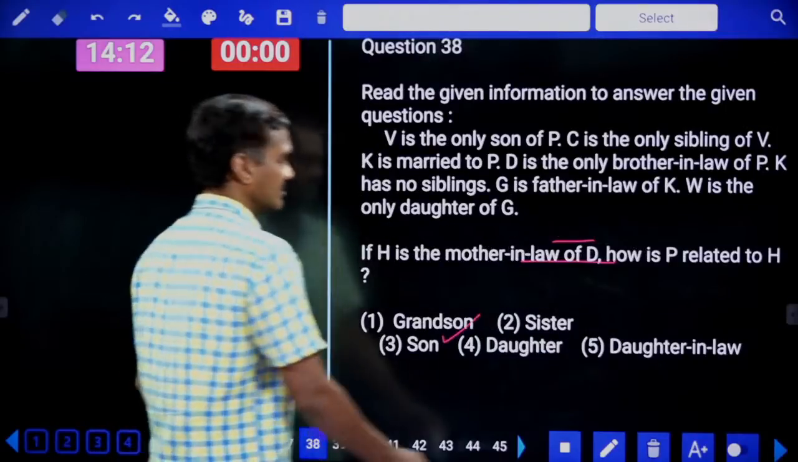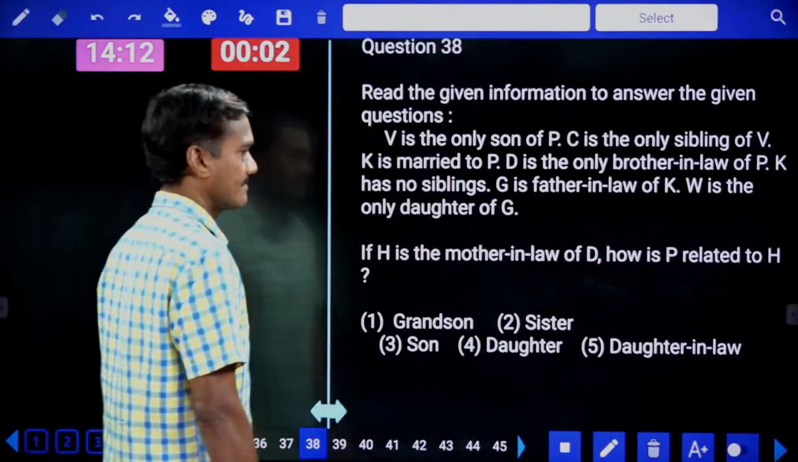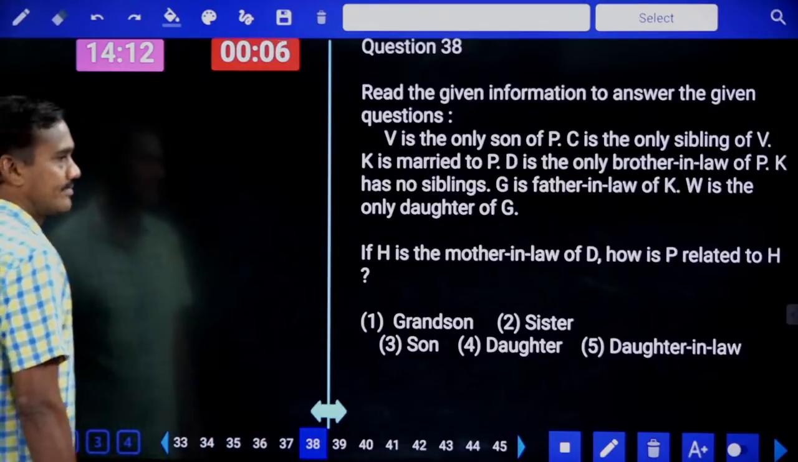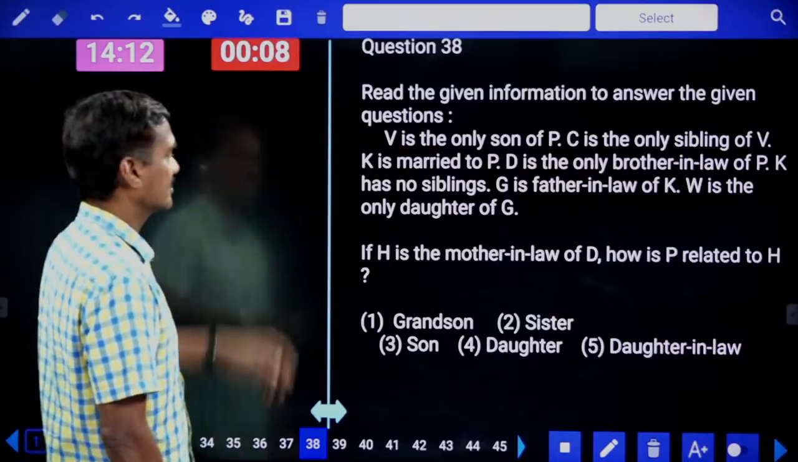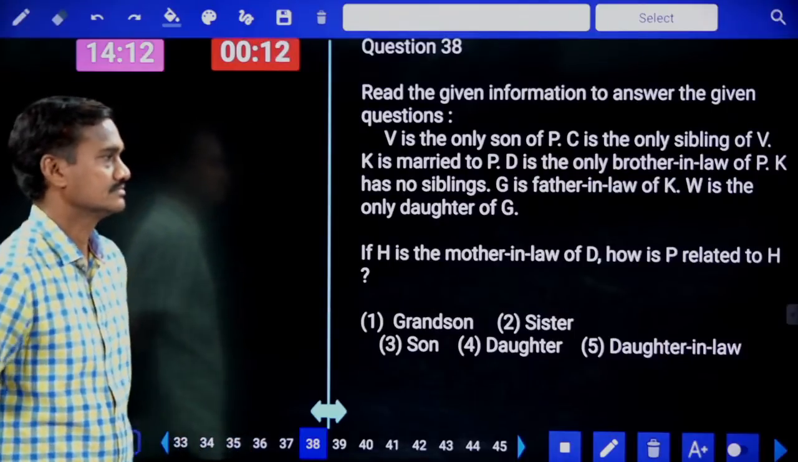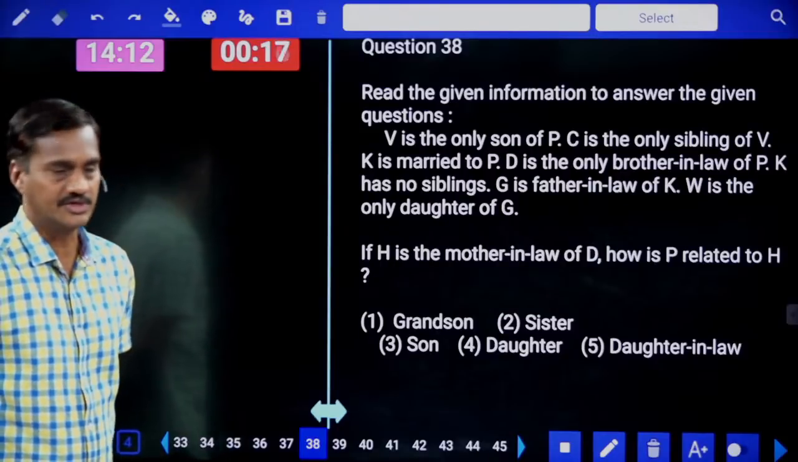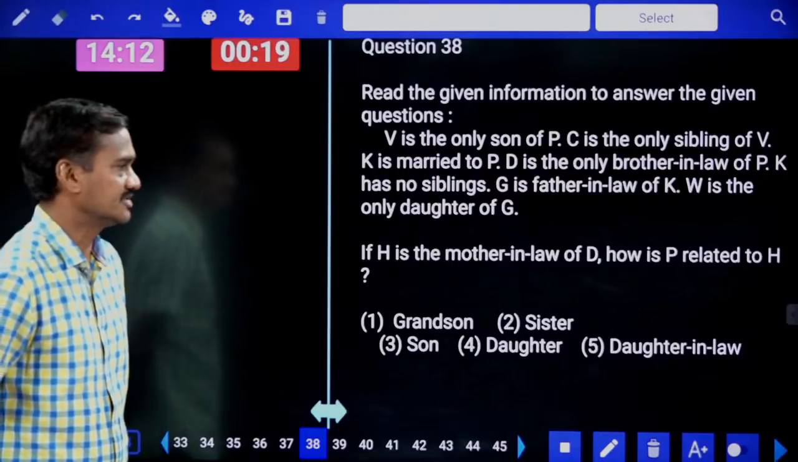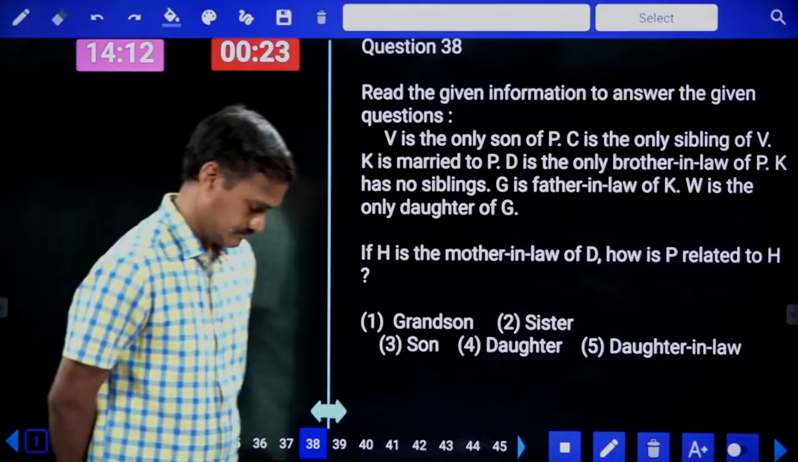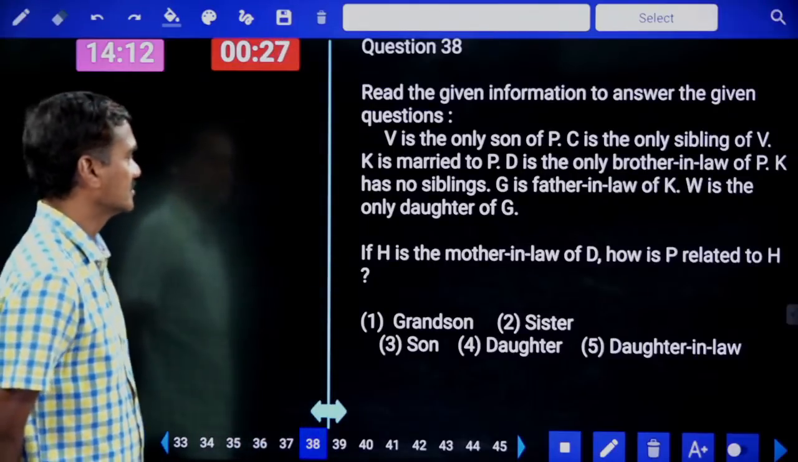Then coming to question number 38. Now 38 onwards it is based on blood relations. Let's start working out this blood relation. 38 to 40 are the 3 questions that were based on this blood relation set. With this, we have done all the questions of reasoning.